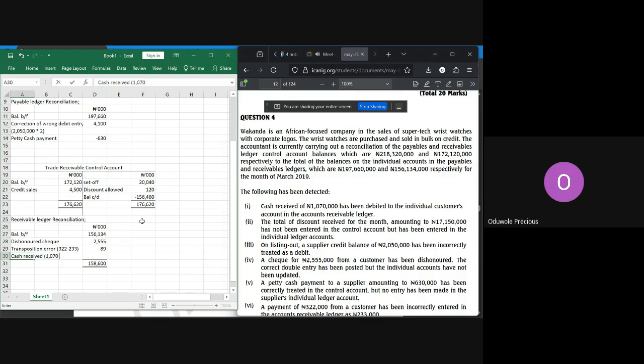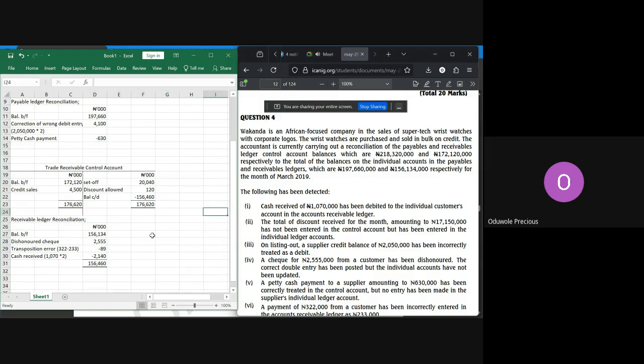That's 1,070 times two. So 2,140. When you calculate everything, let's recalculate. Yes, that will give us 156,460. So it's correct to this one. So that's one way you know whether what you are doing is correct or not.